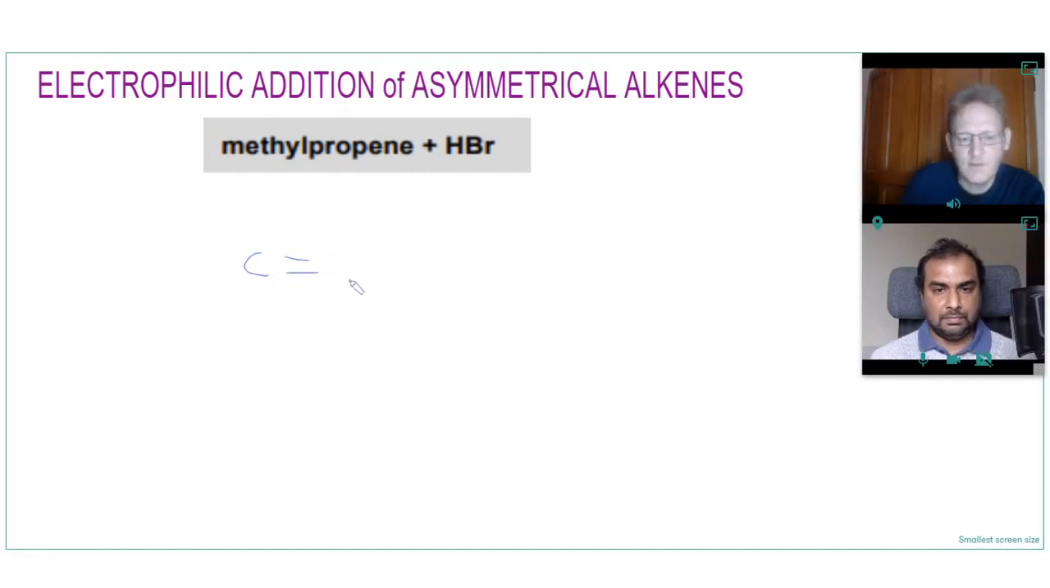It's an alkene, so it's got a carbon-carbon double bond. And we have 3 carbons in a row, because it's propene, and we have a methyl group attached as well. So methylpropene, then just make sure all our carbons have 4 bonds. 2, 3, 4. So that's methylpropene, and now hydrogen bromide.